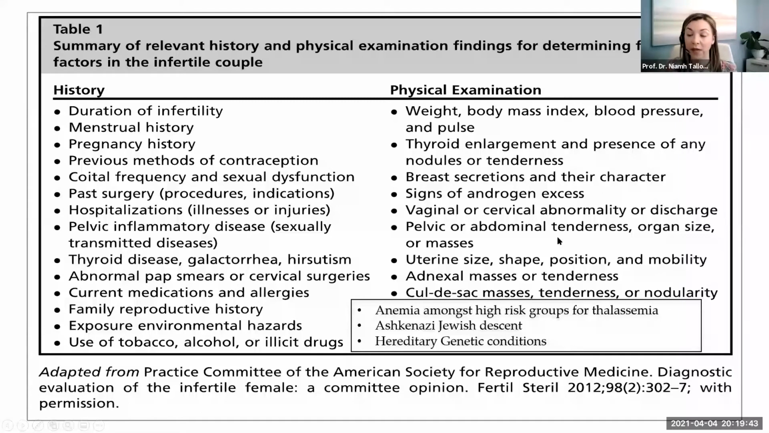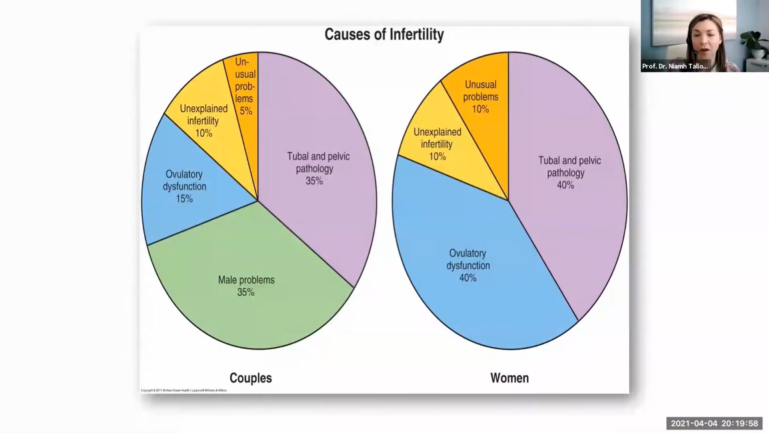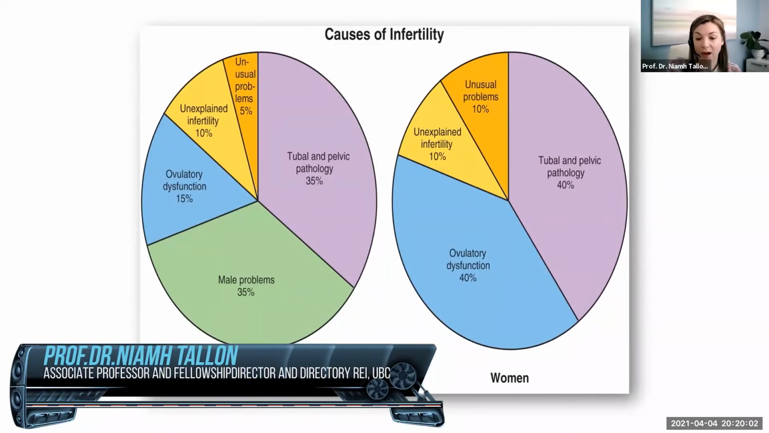Does it feel bulky? May there be pathology there like fibroids? And again, looking for signs of pain or discomfort that may suggest ovarian abnormality or endometriosis affecting the pelvis in general. And when we look at causes of infertility, we can break it down as between couples or just the woman herself.